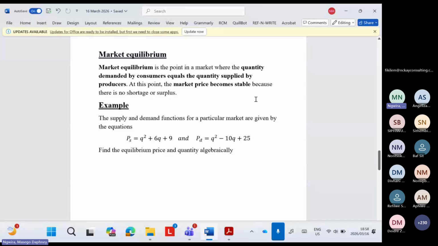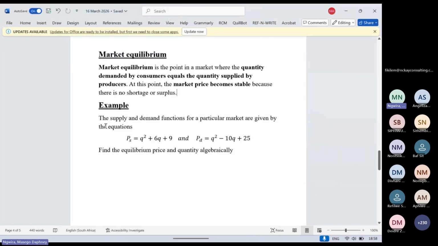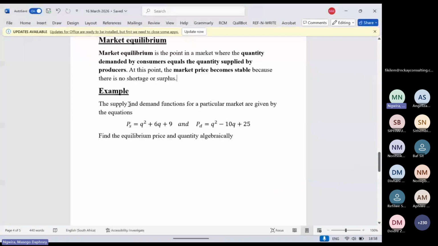All right. Okay, so we have an example. The supply and demand functions for a particular market are given by this equation and that equation. Because we are under nonlinear functions, that's why we are seeing a Q squared. The squares mean that these are quadratic, and there's going to be a curve. It's not a straight line.